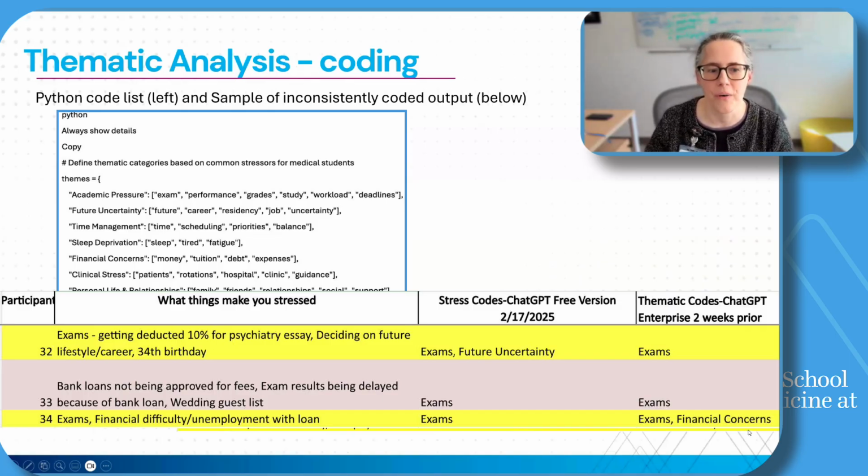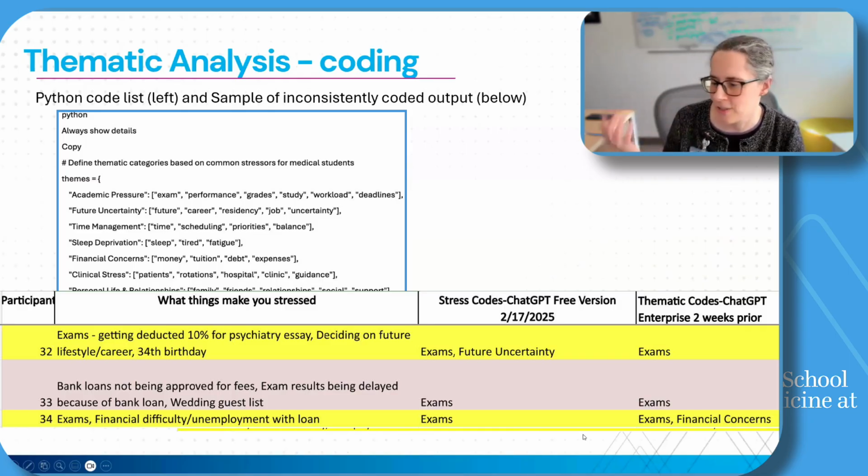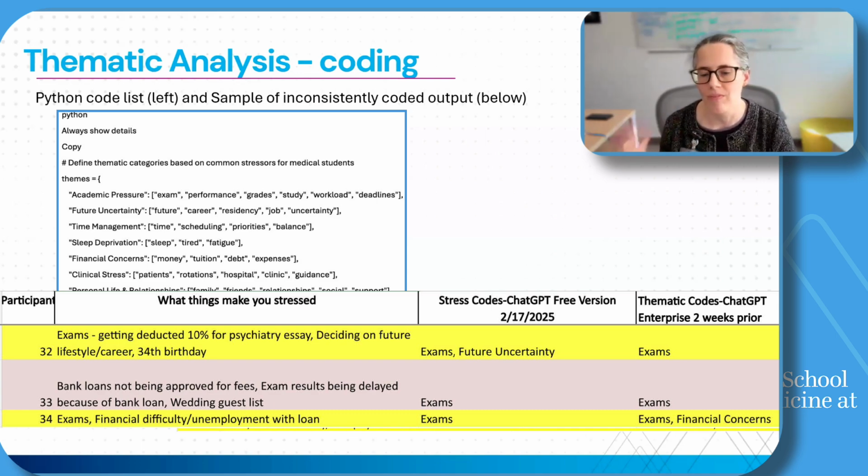Financial concerns, though, this middle one, things about bank loans, clearly as humans we would recognize that as a financial concern. ChatGPT doesn't get that. It doesn't consistently tag financial concerns for either 33 or in both cases for 34, even though as humans, we would clearly say these have financial implications. So this is just to say that the overall theme of academic pressure, the overall theme of future uncertainty, the overall theme of financial concerns are all really valid themes.